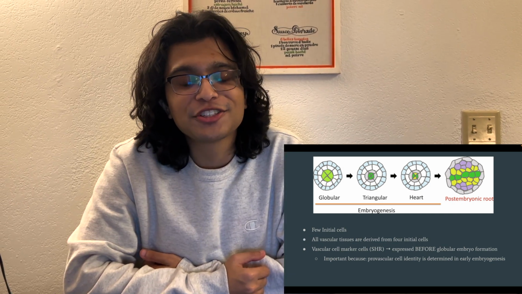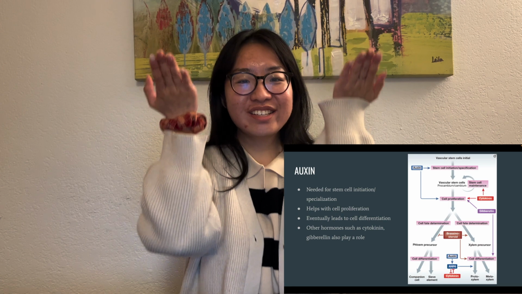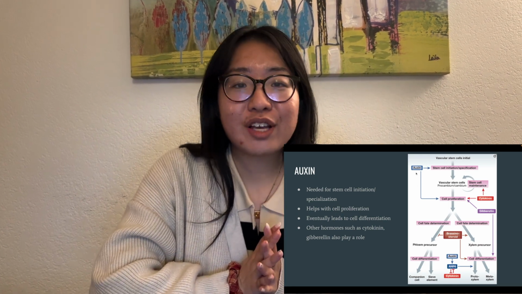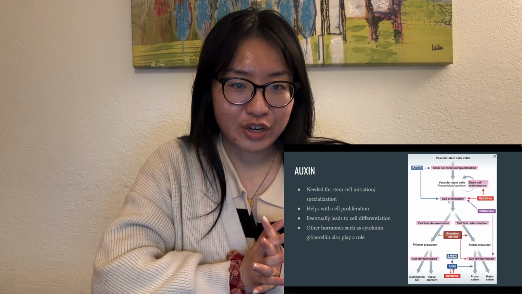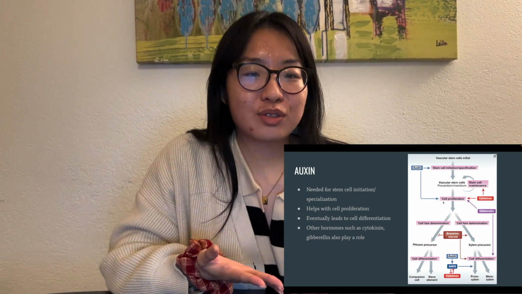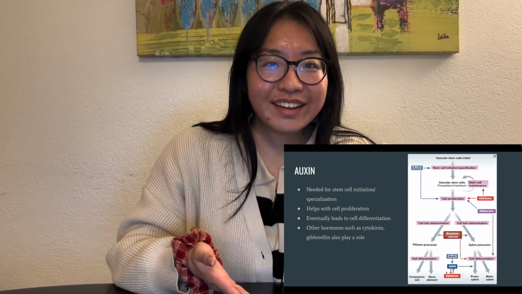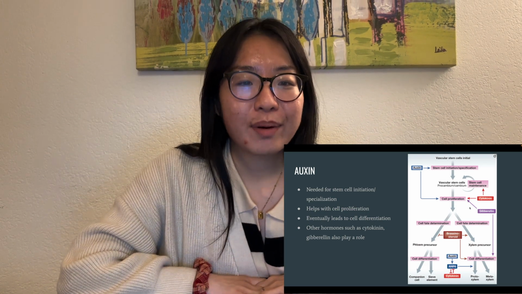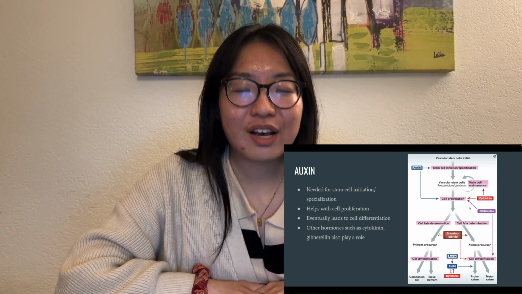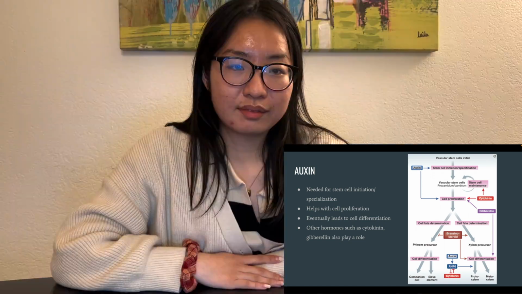Is SHR all that is needed for us to make xylem and phloem? No, as you can see in this image, auxin is needed for stem cell initiation or specialization and helps with cell proliferation, which eventually leads to cell differentiation. Clearly, other hormones such as cytokinin and gibberellin also play a role in this process, but auxin is required for stem cell initiation. So what happens when auxin is absent?